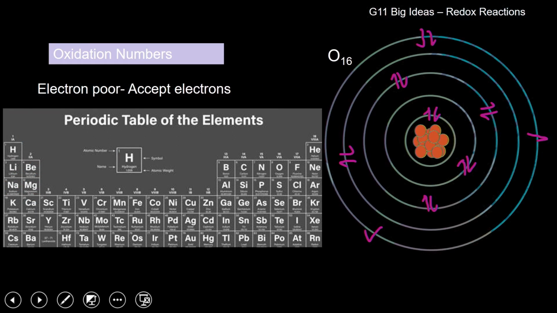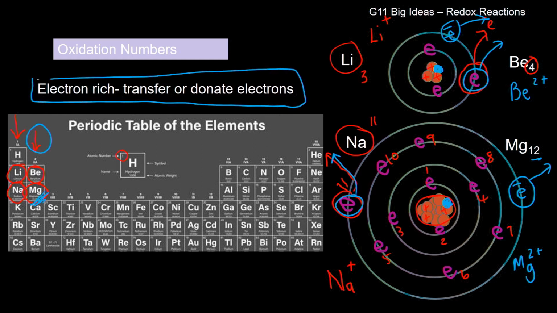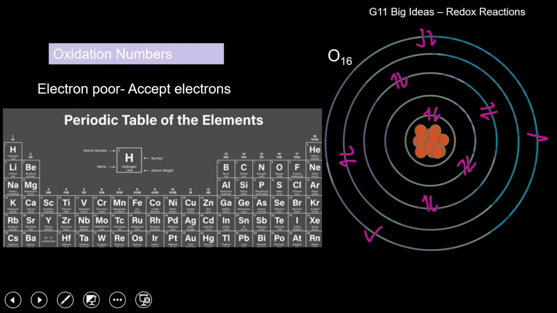Sorry, I just want to mention this, I've forgotten this, that when we have electron-rich atoms, elements, they will donate electrons. So an atom that has got lots of electrons is going to donate electrons, and it's going to become a positive charge.